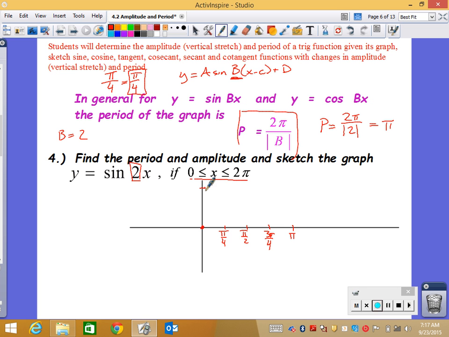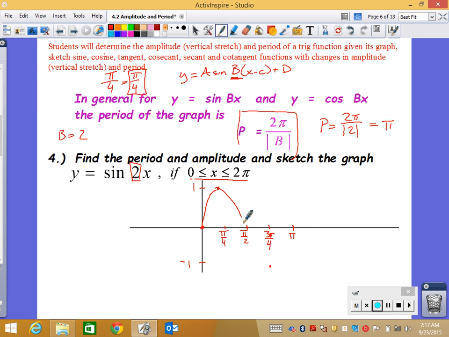Now my amplitude isn't changing, so I'm still in between 1 and negative 1. So it's going to look the same. It's going to go through these increments like we had before. However, they're just labeled differently. So don't get intimidated by the change in intervals here.